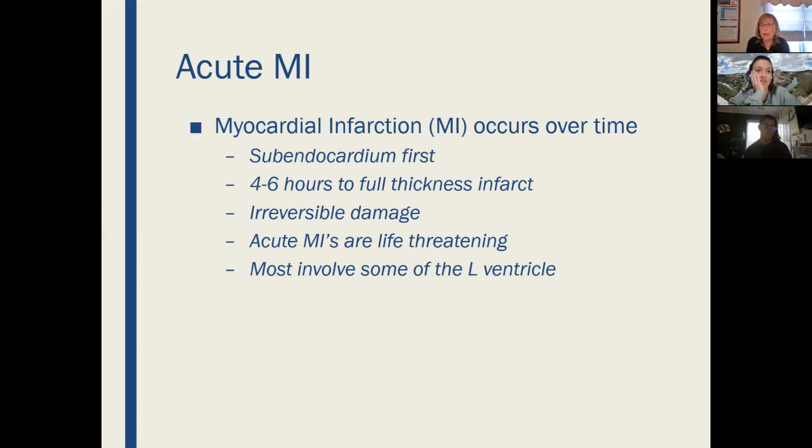And they wouldn't tell people. So they'd go home and climb a flight of stairs, clean the garage. They felt so good all of a sudden, and we find them dead. So it's not good to not be honest. You need people to be invested stakeholders in their health, and they need to understand what's going on. So irreversible damage and MIs are life-threatening. There's no question about it. And it's usually the left ventricle we're talking about, because that's the workhorse.